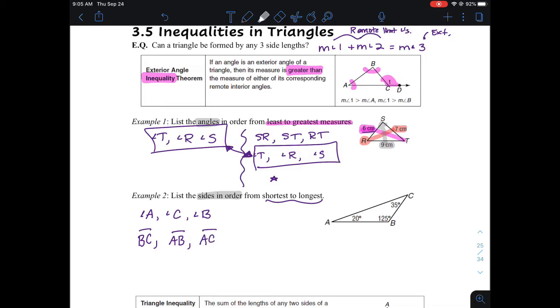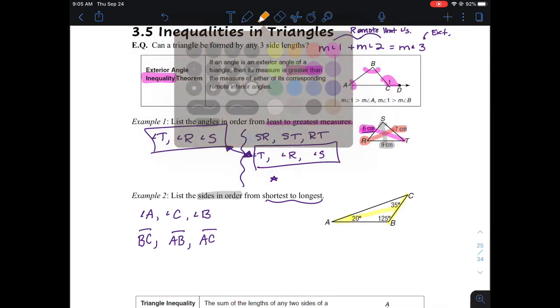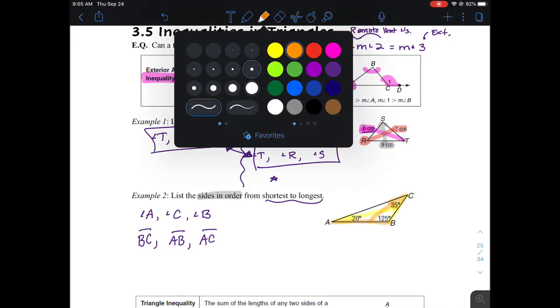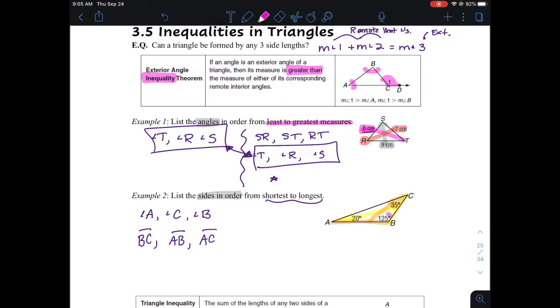If we're referring to the picture, because to me the picture makes more sense, but I know when I've taught this before, sometimes that first way makes the most sense. Angle A is my smallest, so the side opposite that is BC. Angle C is my next one, so the side opposite it is AB. And finally, angle B is my largest angle, so the side opposite that is AC. Okay, so you really need to pay attention and read directions.